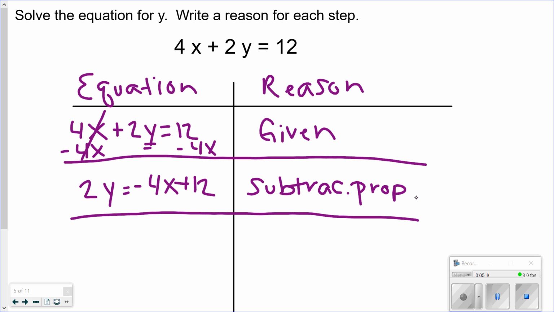Now, y is almost by itself, but we have that 2 in front. So to get rid of a multiplication of 2, I'm going to divide by 2, which means I'm going to divide 4x by 2 as well as 12 by 2. So then when I simplify, I get y is equal to negative 2x plus 6, and that was the division property.